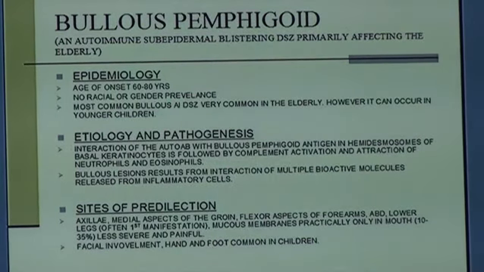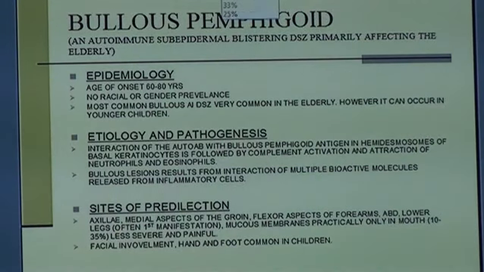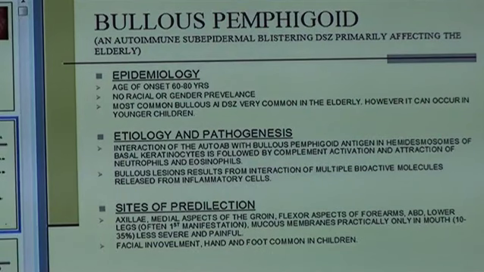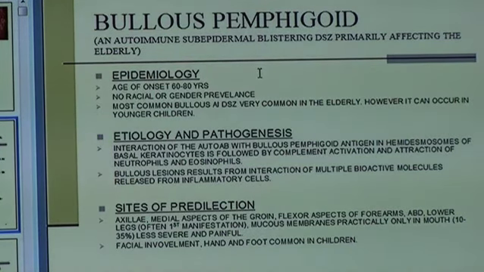It's an autoimmune subepidermal blistering disease, primarily affecting the elderly. The age of onset is like 60 to 80 years. No racial or gender prevalence. Etiology is basically interaction of the antibody with the Bullous Pemphigoid antigen, which builds up complement, which activates the complement system and the neutrophils and the eosinophils.